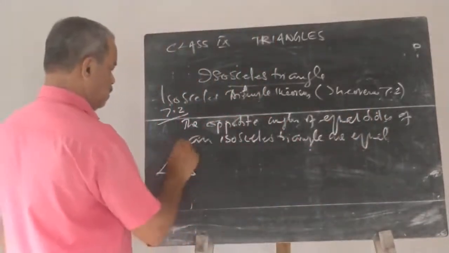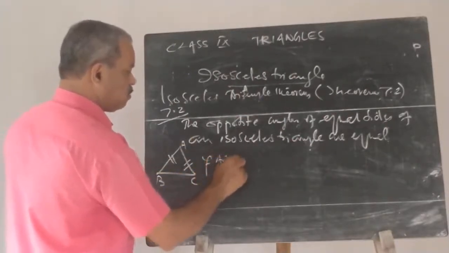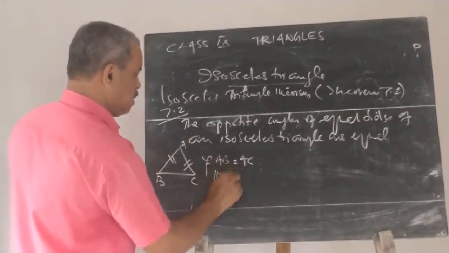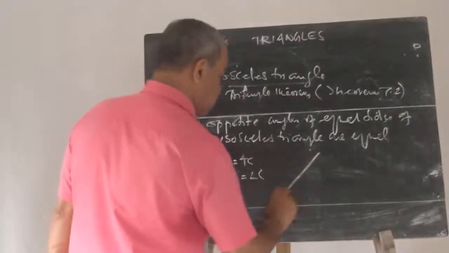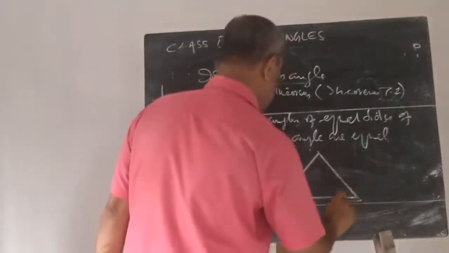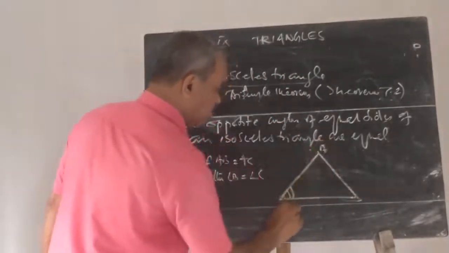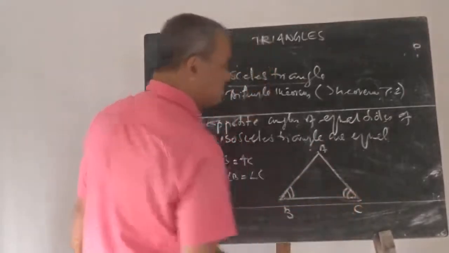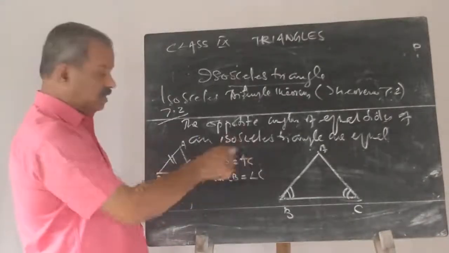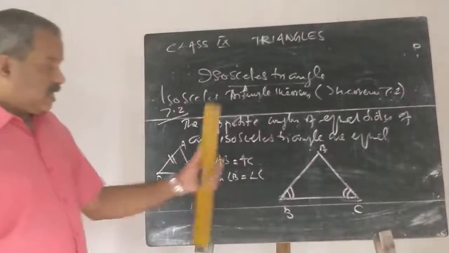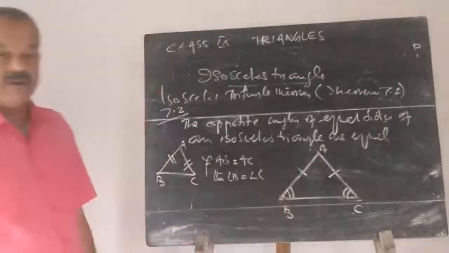That is, in triangle ABC with AB equal to AC, if AB equals AC, then angle B equals angle C. It's a converse. In any triangle, if two angles are equal, then the sides opposite to them are also equal. If sides are equal, then the angles opposite to them are equal. In any triangle, if two angles are equal, then the sides opposite to them are equal.